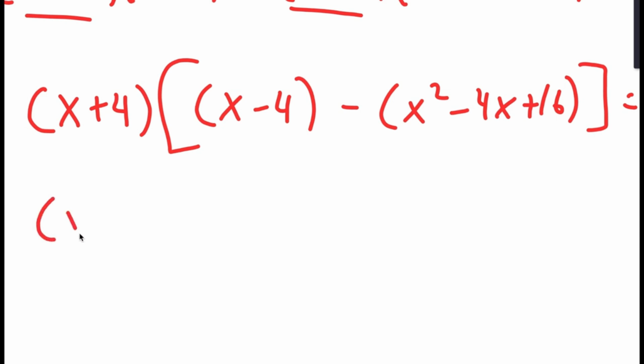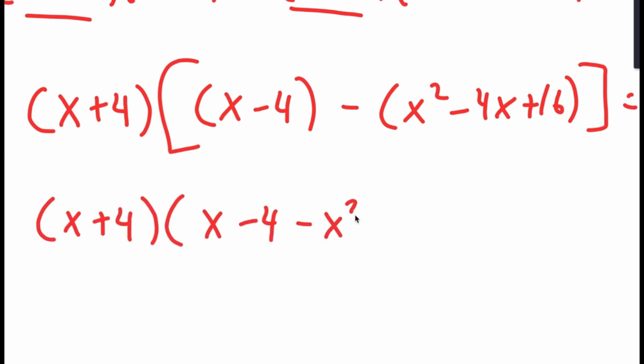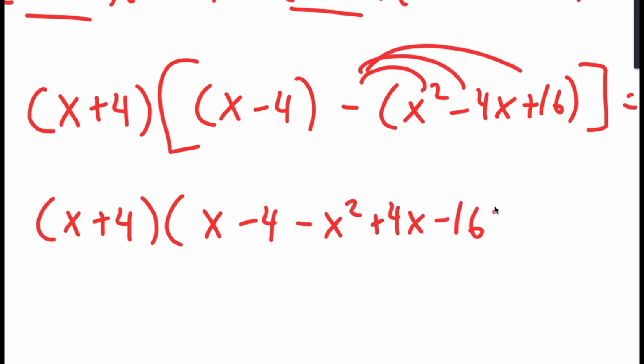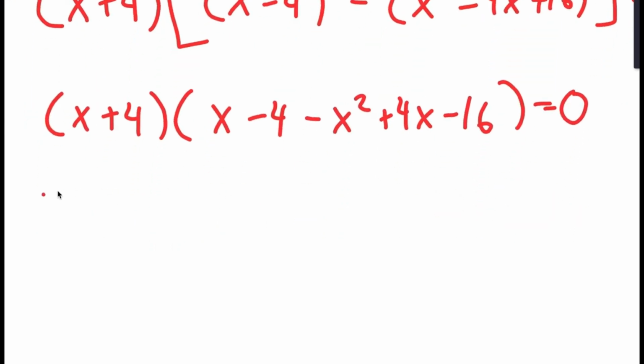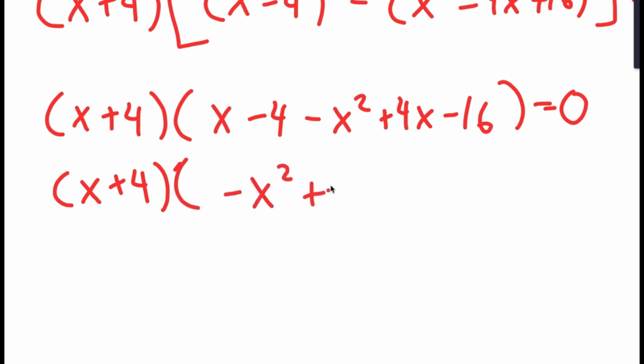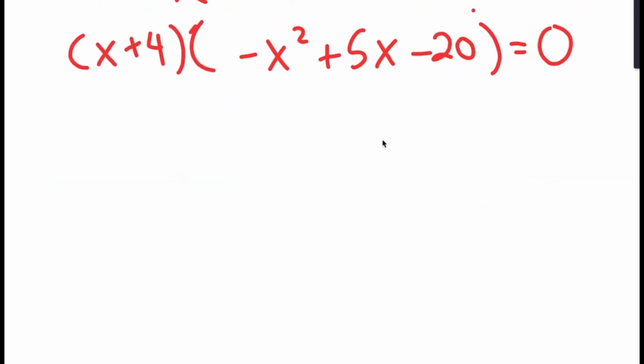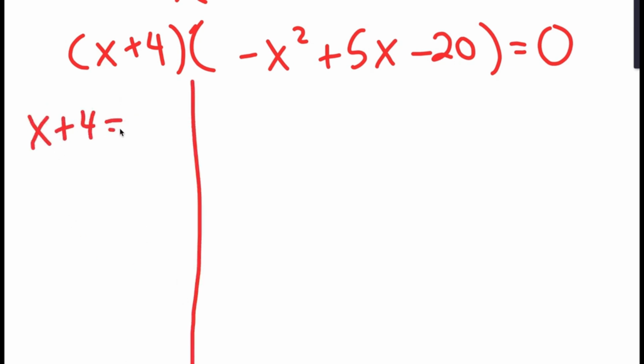Now from here, this is equal to x plus 4 times x minus 4 minus x squared plus 4x minus 16, I just distribute the negative sign, is equal to 0. And let's simplify this even more. I get x plus 4 times negative x squared plus 5x minus 20 is equal to 0. So I get two equations from this. I get x plus 4 equals 0, and negative x squared plus 5x minus 20 is equal to 0.